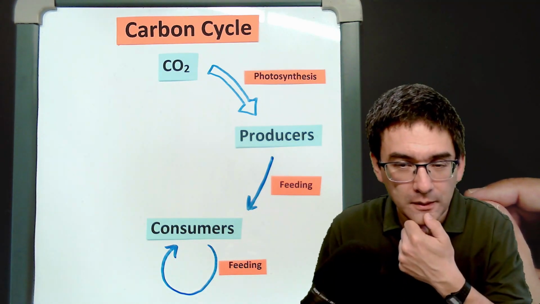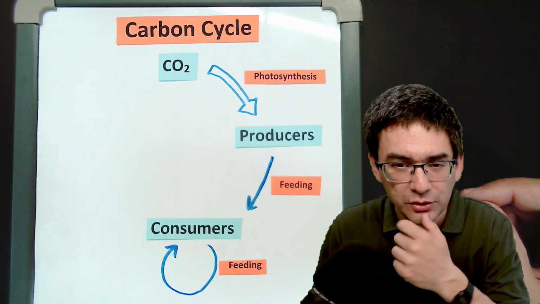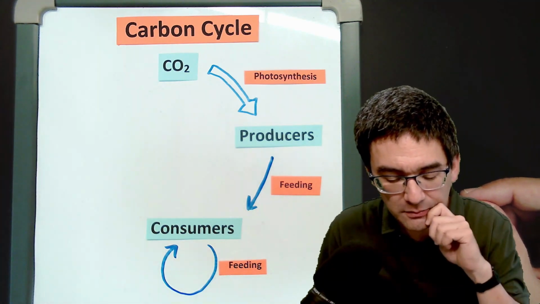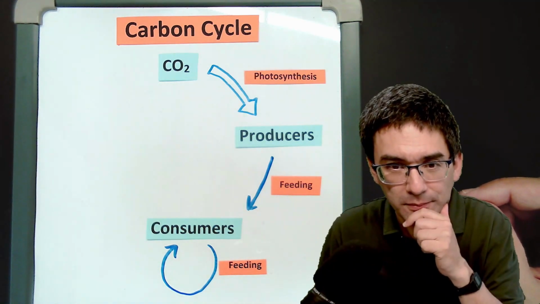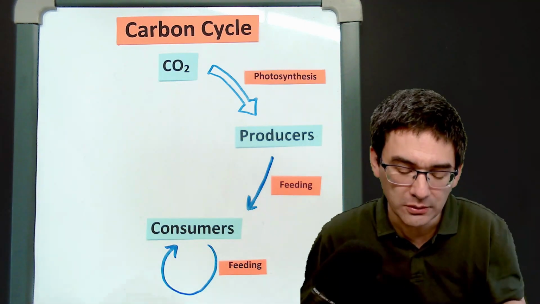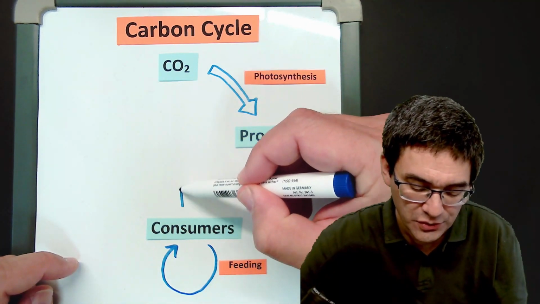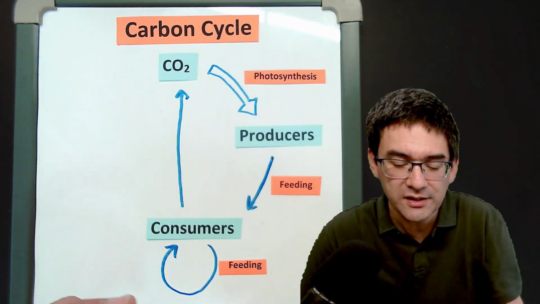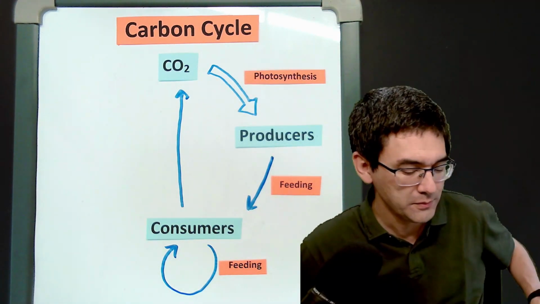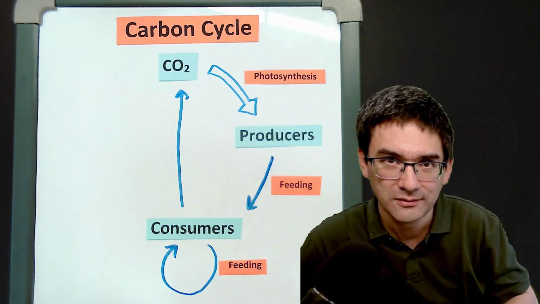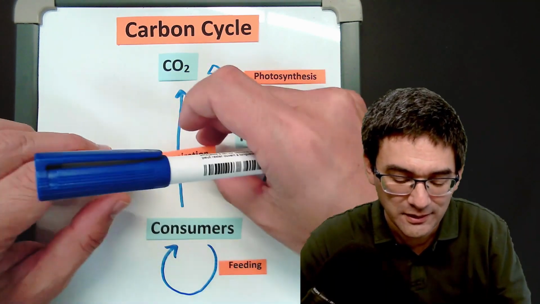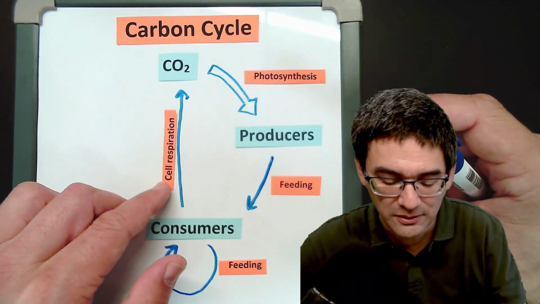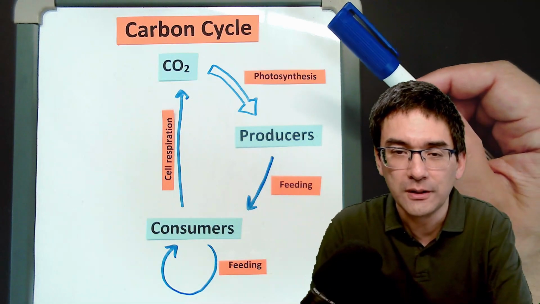Now, but there's another interesting thing that we should not forget about, and that is, carbon dioxide is also produced by the consumers. How is this arrow called? We go from consumers to carbon dioxide. When I exhale carbon dioxide, where does this carbon dioxide come from? It comes from a process. I'm giving you some time to think. The cell respiration. Maybe I'm going to just do it like this. Okay. So cell respiration.